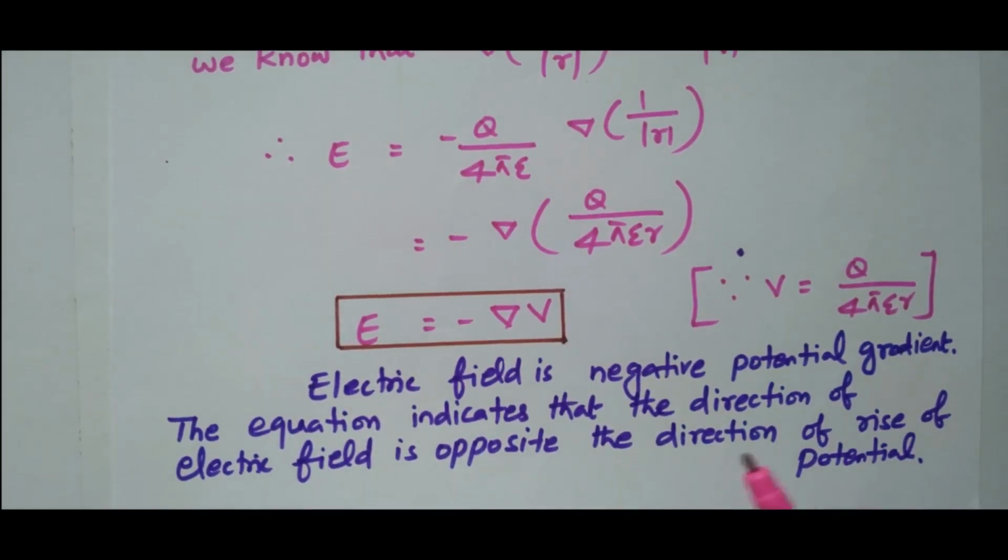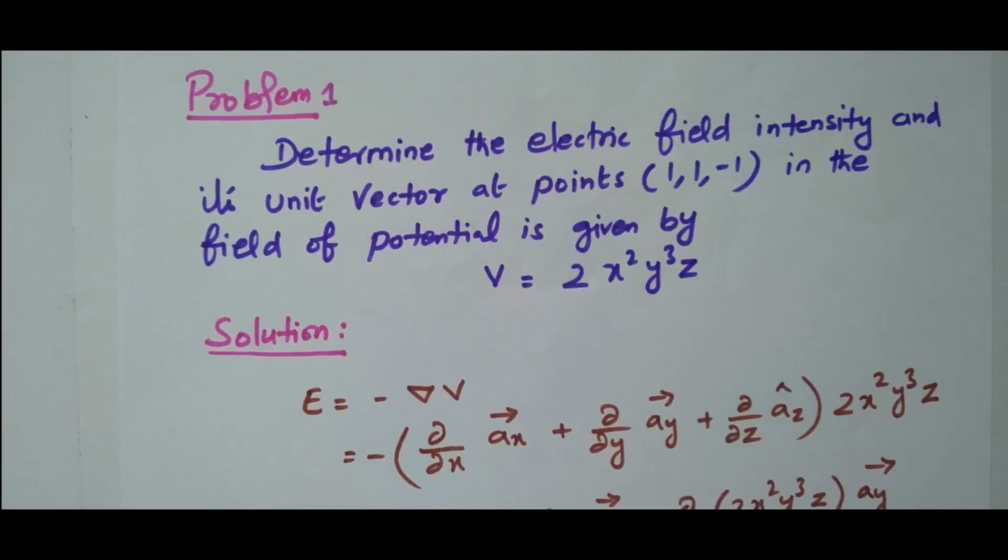Both are negative gradient. The rise in electric field intensity is opposite to the rise of potential. E equal to minus del V. So by using this relation, we'll see a few problems.